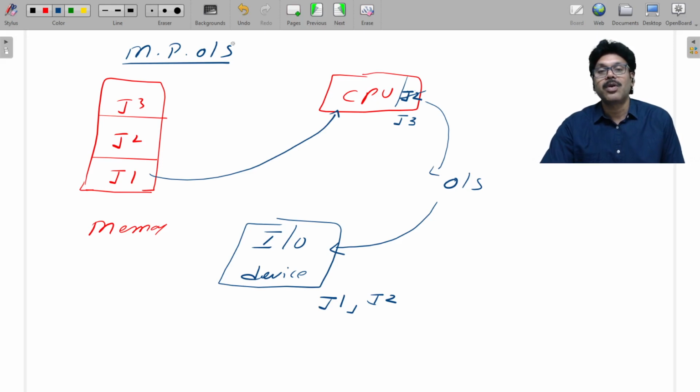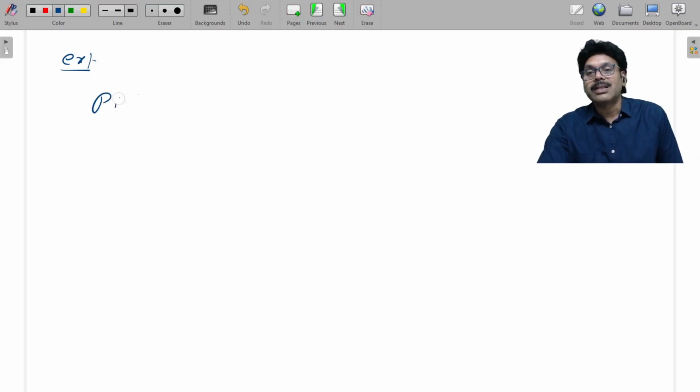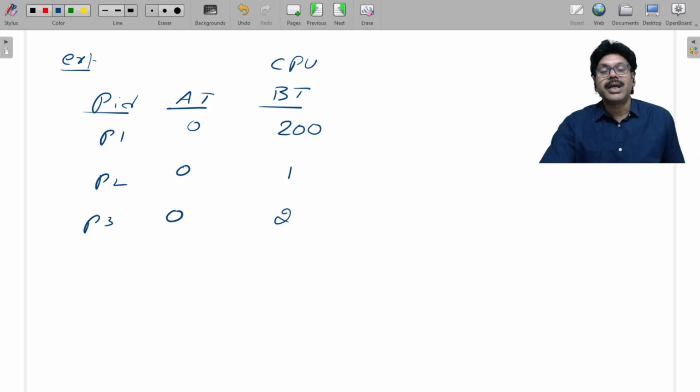But only one problem is there. I will show you what the problem is. There are some processes P1, P2, and P3. They have arrived at time 0, and they need CPU burst time. P1 wants the CPU for 200 units, P2 needs 1, P3 needs 2. Then how are they executed?